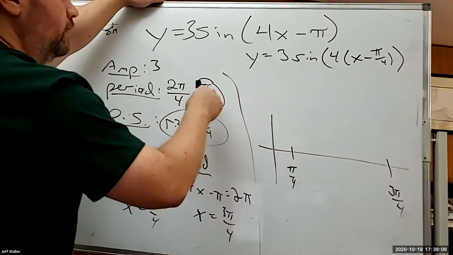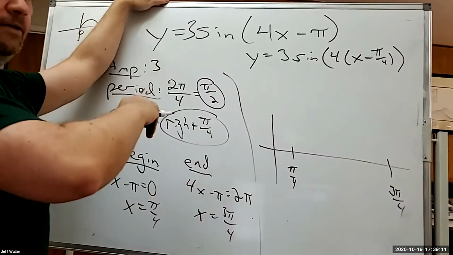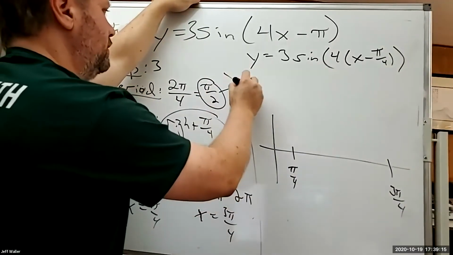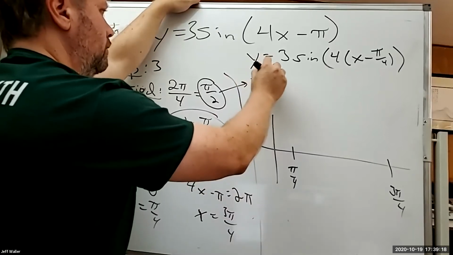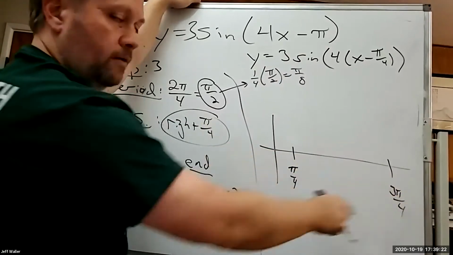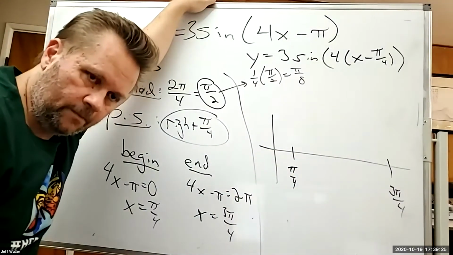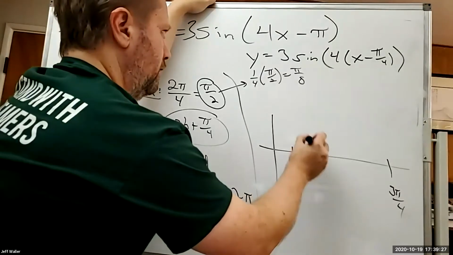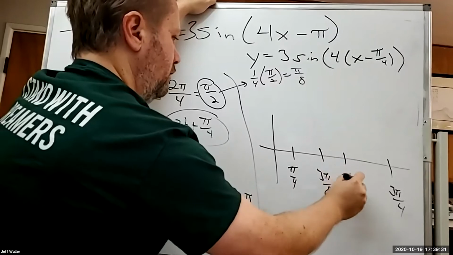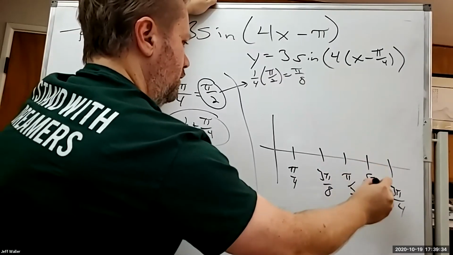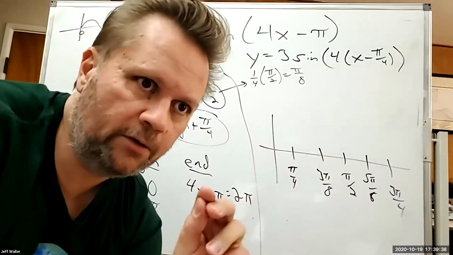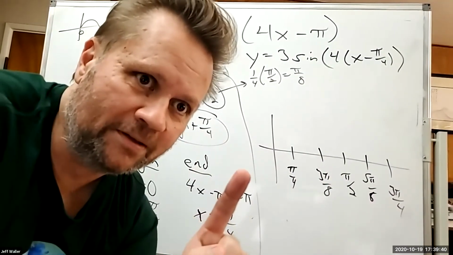So if I cut this in fourths, it tells me how big of a step I should take. So that's 2 pi over 8, 3 pi over 8, 4 pi over 8, 5 pi over 8, 6 pi over 8, which is 3 pi over 4. All right, let me stop. Did everybody understand what just happened?